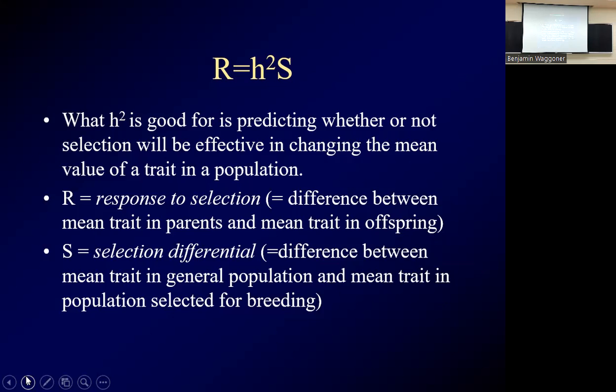What that narrow sense heritability is good for is predicting whether or not selection is going to be effective in changing the mean value of a trait in a population. So we can define it like this. Let's say we've got a population of, what the heck, chickens. And we measure, what do we want to breed our chickens for? Do you like eggs or meat better? Eggs. Okay. We want to breed our chickens for better egg production.